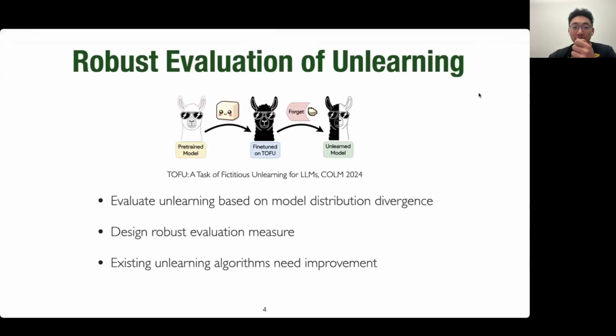In the first part of the talk, I'll be presenting our work named TOFU. It's a task of fictitious unlearning for language models. At a high level, it's evaluating unlearning based on the divergence between two model distributions. For this, we developed a robust evaluation measure, which we will go into in detail. And in the end, we show that existing unlearning algorithms still have a lot of room for improvement.